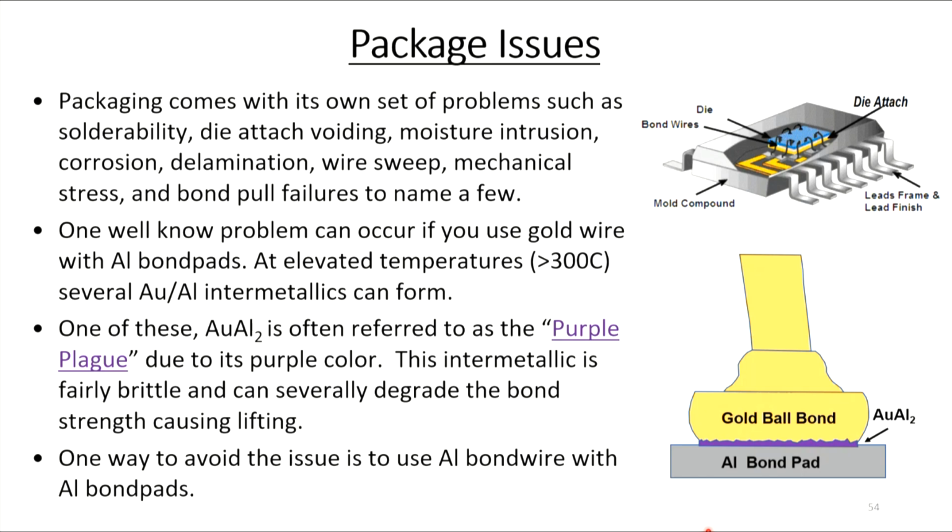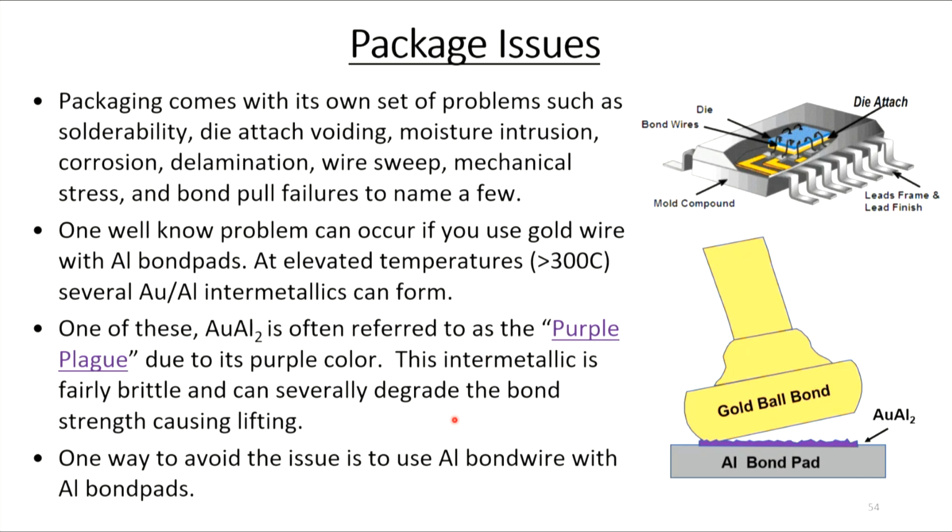One of the more well-known problems is if you use gold wire with aluminum bond pads. If that part went through an elevated temperature, maybe something over 300 degrees C, like a high temp solder reflow somewhere, several gold aluminum intermetallics can form. One of those is AuAl2, often referred to as the purple plague due to its purple color. This intermetallic is fairly brittle and it can severely degrade the bond strength, causing lifting. It's a very bad day if you have the purple plague.